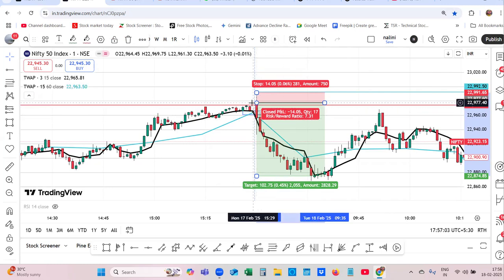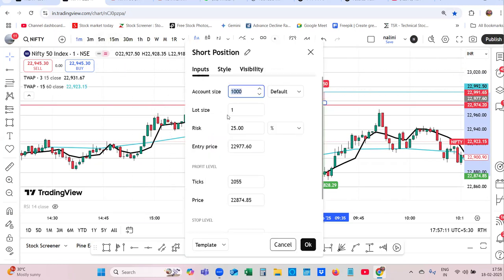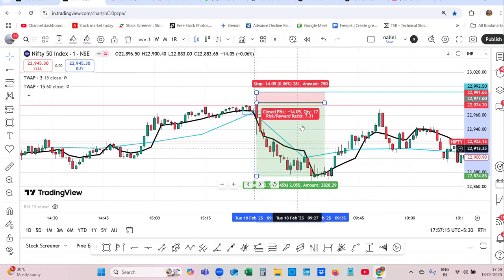The risk is 14 points, the stop loss is 14 points. If I go to the settings, you can see clearly 25 points risk. You are getting around 102 as the target. That is from 22,975 to 22,873. 100 points you are getting in this.